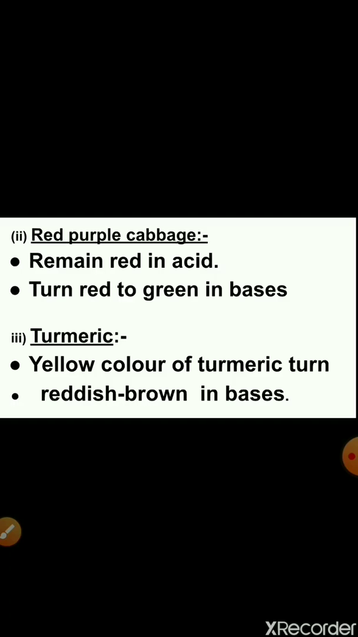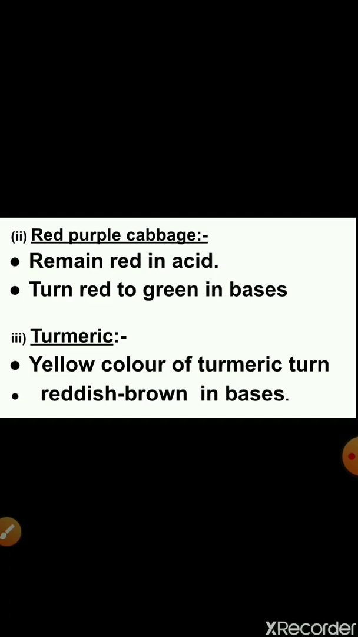Some other natural indicators are also there. The second is red purple cabbage. Its usual color is red, and when we test it for acid, it remains red in acid. If you test it with bases, it turns from red to green in color.